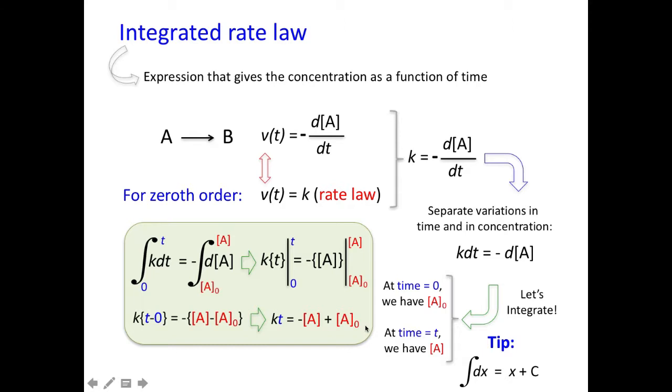Finally, this is our integrated rate law for a zeroth order reaction. This is the final expression where we can calculate the concentration A at different times, provided we know the rate constant k and the initial concentration of A. So this is a very important expression. It allows us to get information for a given reaction, like to predict concentrations, or to predict times if you know a specific concentration. You can use this expression in different ways.